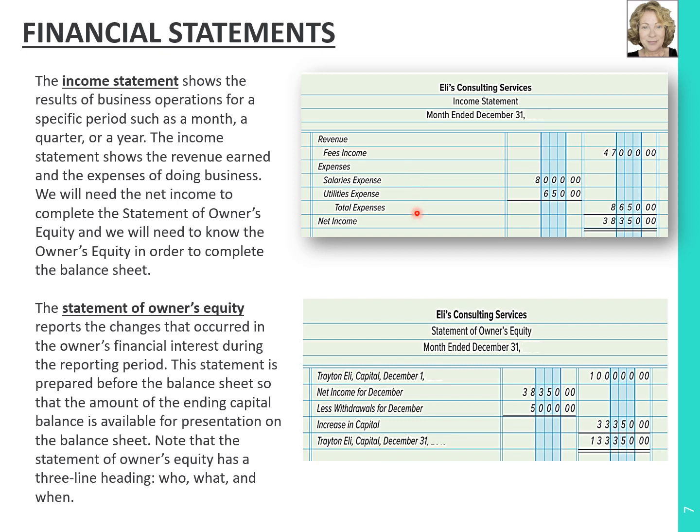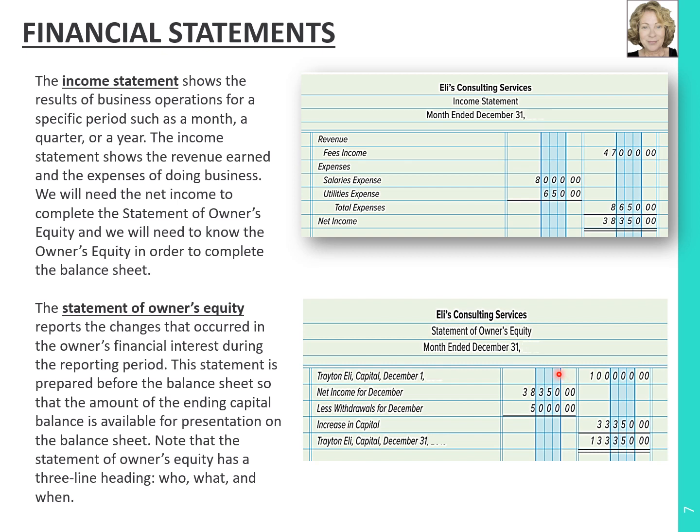So now that we know the net income or profit of the business, we can prepare the statement of owner's equity. We start again with the header of the statement, which is the name of the business, the name of the financial statement, and the time period on the third line. The statement of owner's equity reports the changes that occurred in the owner's financial interest during the reporting period. So in the body of the statement, we start with the beginning capital balance of $100,000, which the owner contributed to the business in November.